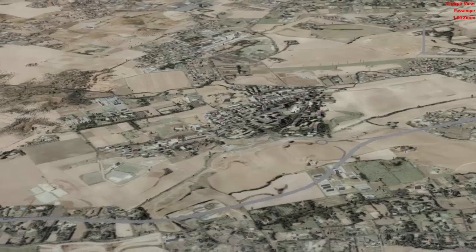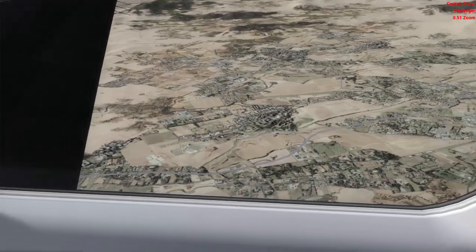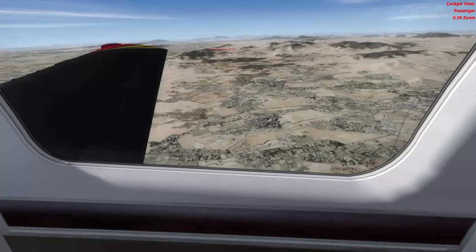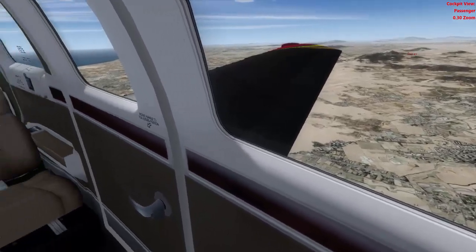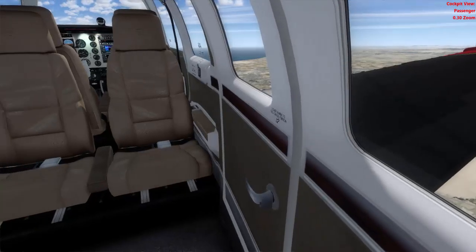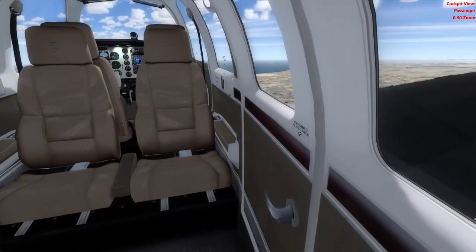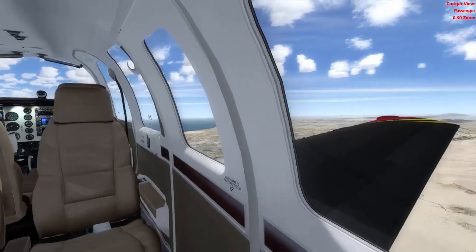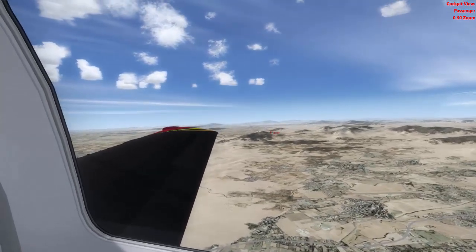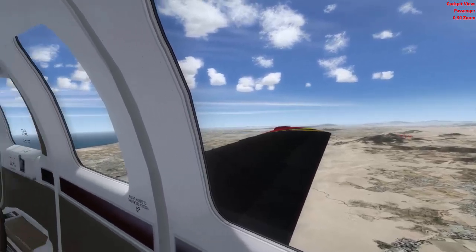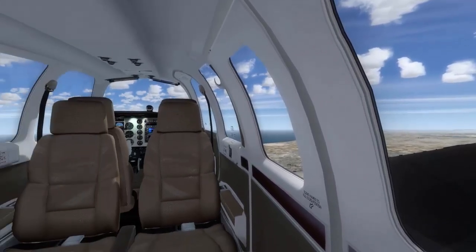We are not flying in a dead environment. Okay, so we are flying in a place where we have life. We have life on the ground. Okay, and you have cars moving. You can also configure those settings in Prepare to increase the number of objects moving, that is, increase the number of cars, the number of boats, and stuff like that.